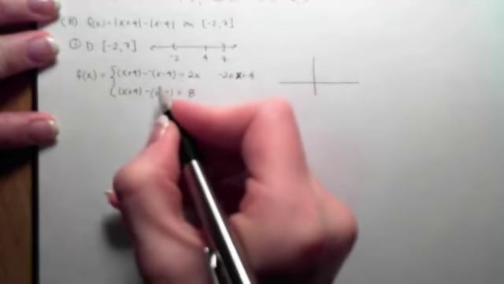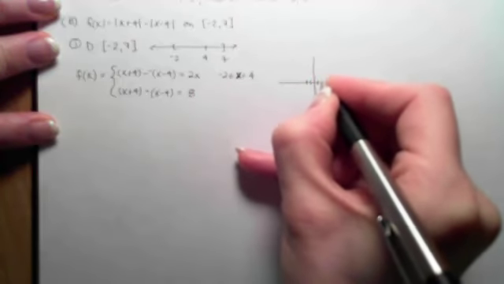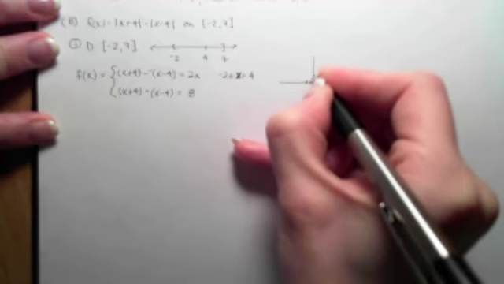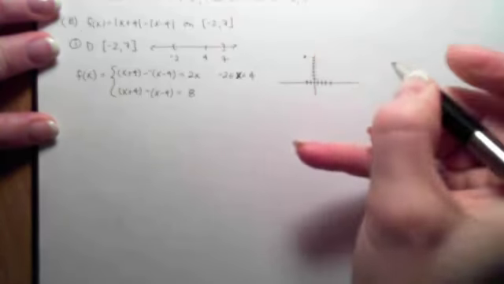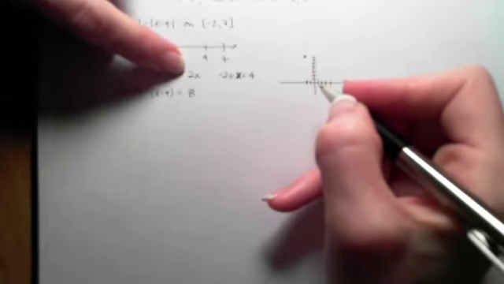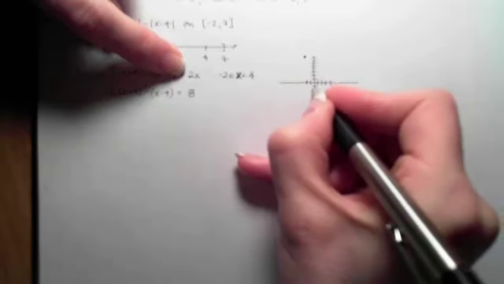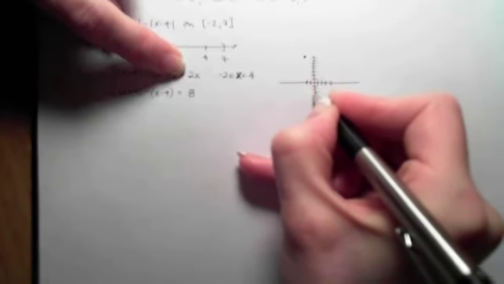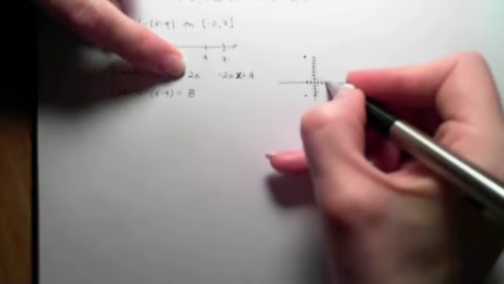So again, just like we did in part A, we can graph this function already because it's just piecewise from -2 to 4. We are on the line, oops, excuse me, 2x. So at -2, if I plug that in, I get a -4. And at +4, I plug it in and I get an 8.